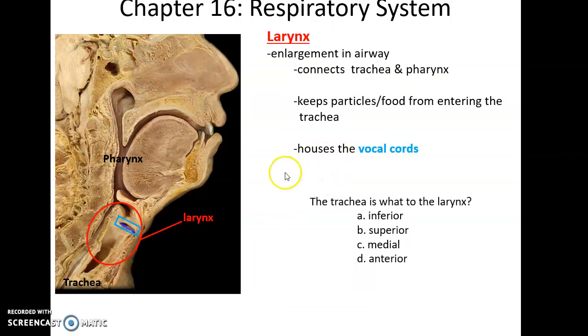The larynx itself is a very important structure in the respiratory system. Besides connecting the pharynx, the throat, with the trachea, it also houses the vocal cords, which allow us to produce sound and even speech. Another important function of the larynx is to prevent food and drink from entering the trachea. So the larynx blocks the entrance of food and drink from the lower respiratory tract. So using directional terms, the trachea is what to the larynx? I hope you said inferior. The trachea is inferior to the larynx.